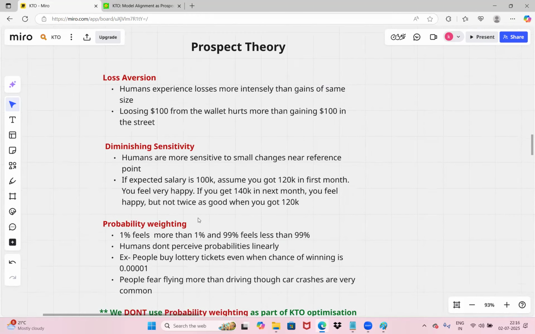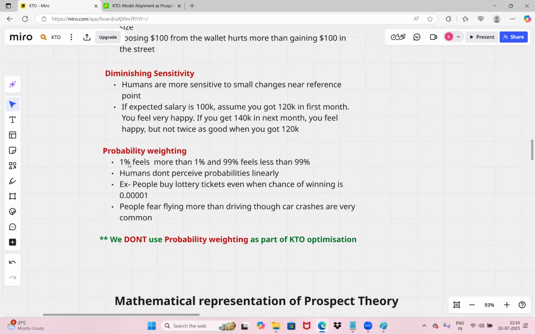The next one is probability weighting. It says that 1% feels more than 1%, and 99% feels less than 99%. What do you mean by this? People still buy a lot of lottery tickets, even when they know the chance of winning is very, very low. Even then, they feel that the probability of winning the lottery is high. Here, 1% is feeling more than 1%.